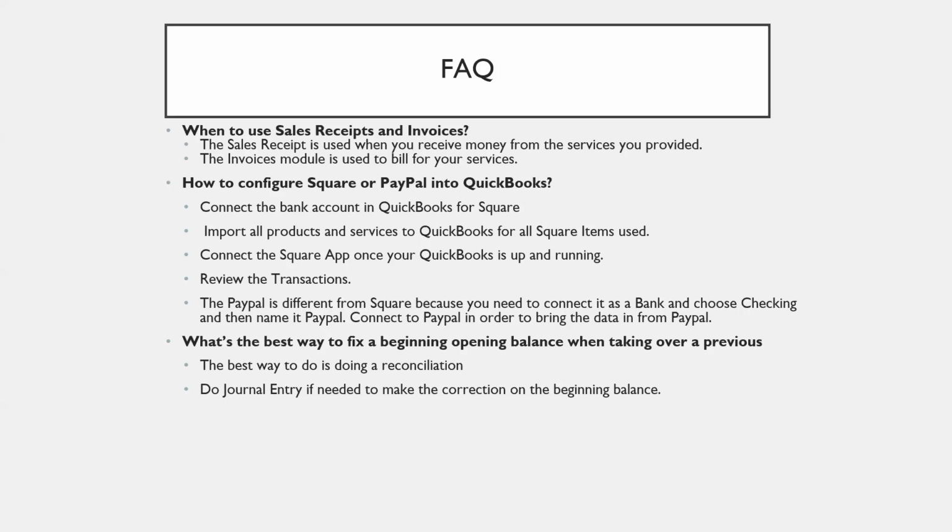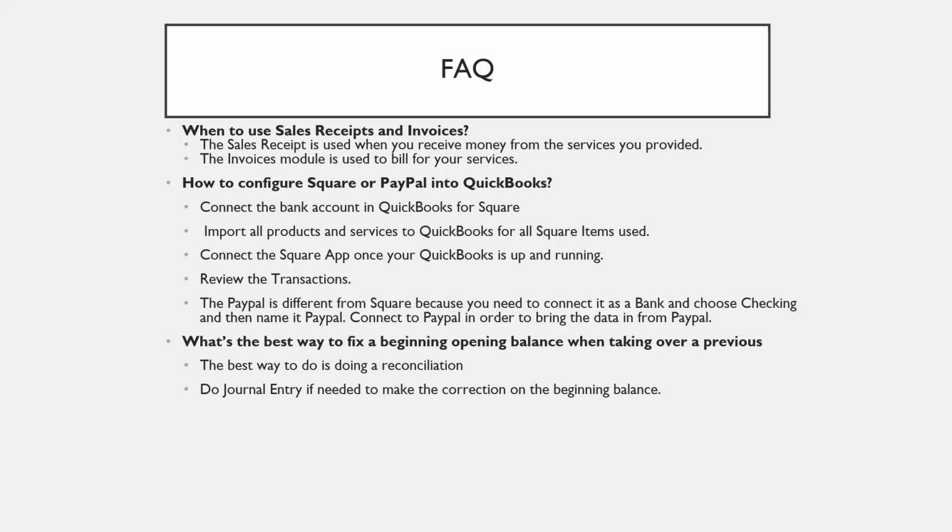Okay. We chose some very common questions: how to use sales receipts and invoices, and what is what. The sales receipt is what is used when you receive the money from the services you provide. The invoice is when you're billing for your services. These are very common because people don't know which one is the sales receipt and which is the invoice. That's why I put those differences: a sales receipt is when you receive the money and an invoice is when you're billing for your services. That's the differentiation.